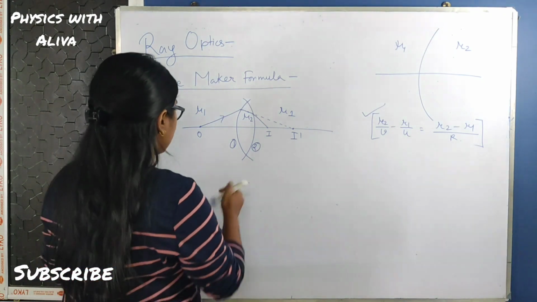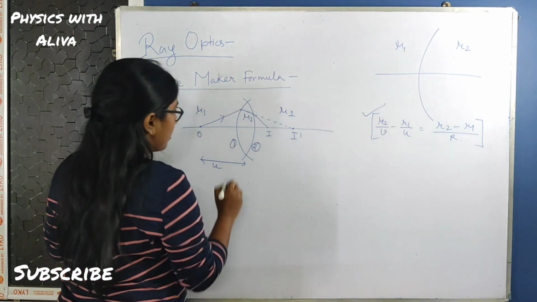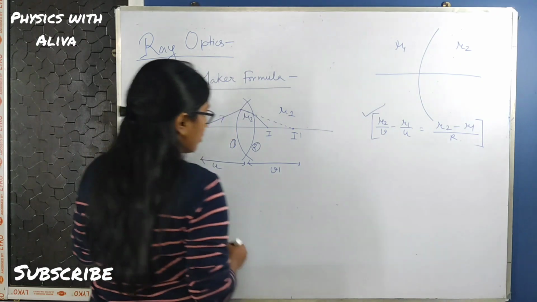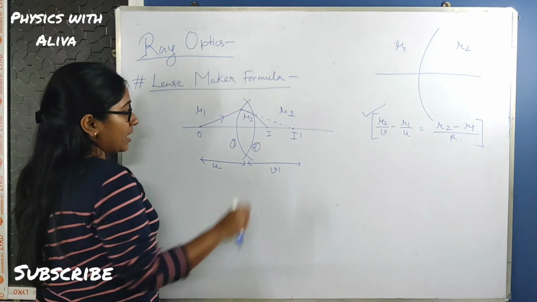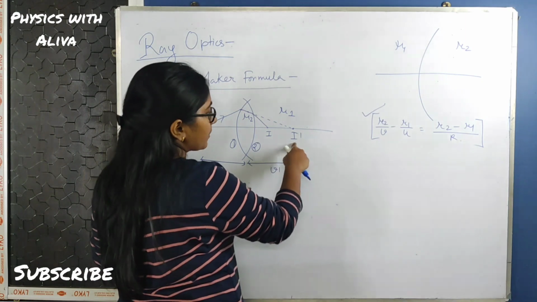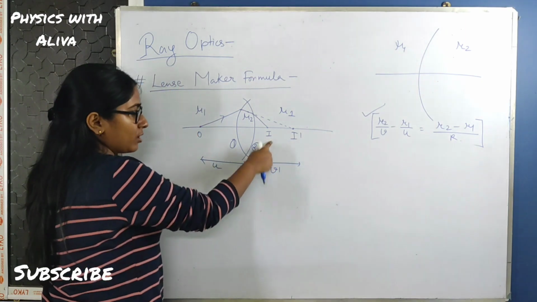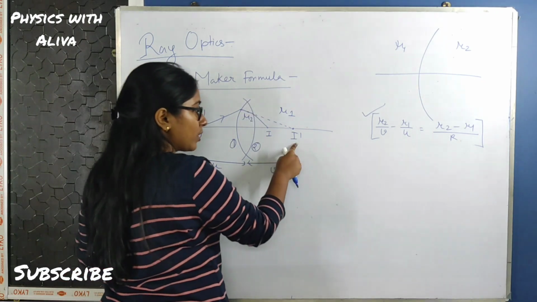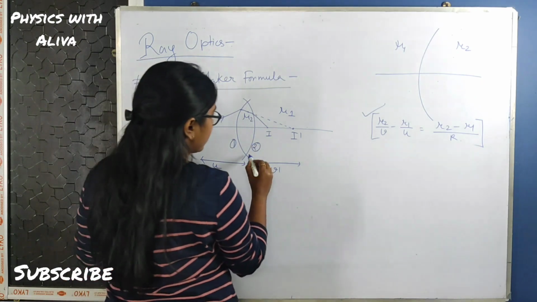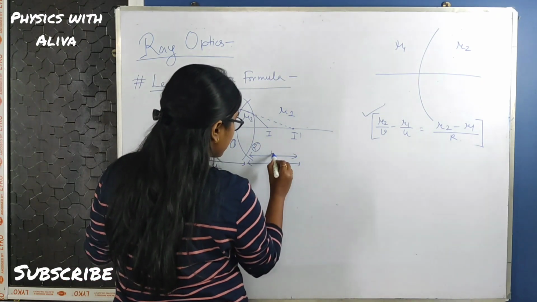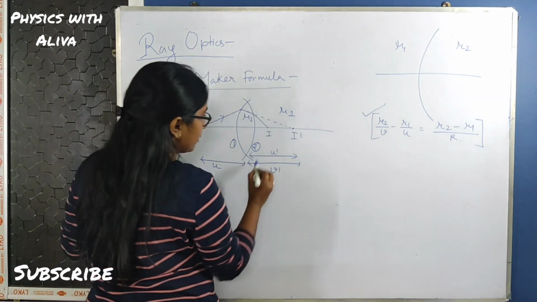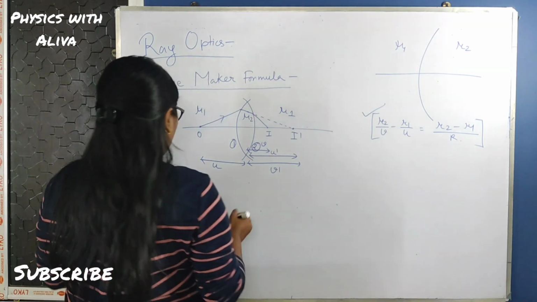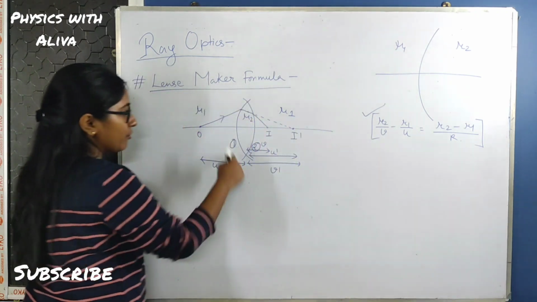For the first spherical surface, the object distance is this U, and the image distance is this V dash. For the second spherical surface, this is the virtual object and this is the image. So for the second spherical surface, the object distance will be this U dash and the image distance will be this V. At first we will apply this formula for the first spherical surface.